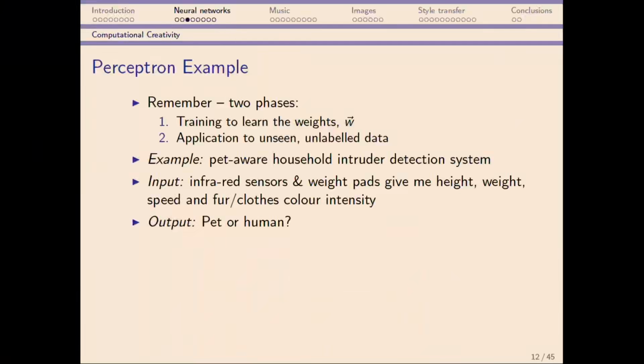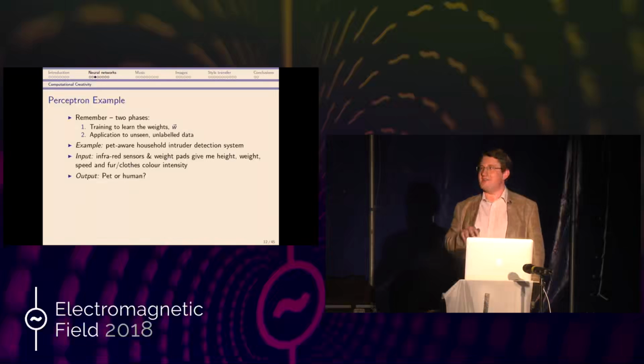So we've got the two phases, training and then application. And I'll just work through a really simple example quickly so we just get an intuition for how this works. So my favorite example is the pet-aware household intruder detection system. We've got inputs of infrared sensors and weight pads, which give me the height, weight, speed, and color of the fur or clothes of the human or pet. And the goal is that it should set off an alarm if a human is trying to enter a property, but it should ignore pets. So it should output whether the person picked up by the intrusion detection system is a pet or a human.